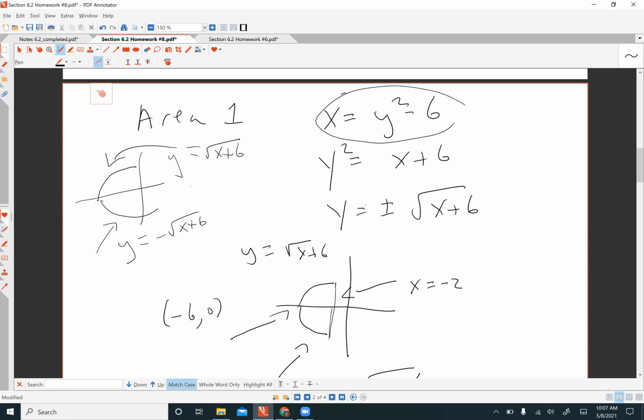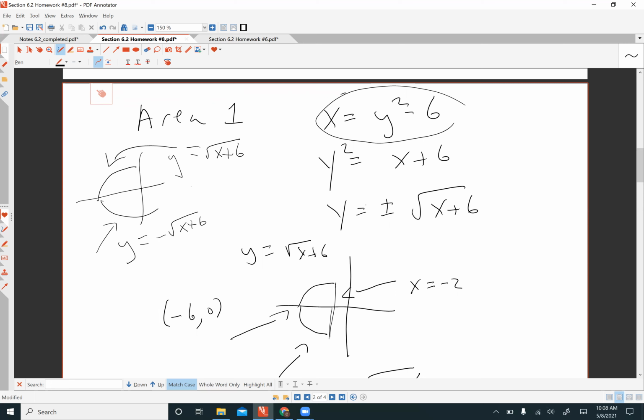Okay, but you can see that for any given x, the distance from the axis going up is the same as the distance going down. So if x is 3, you'd be taking the square root of 9. So you'd be going up 3 and you'd be going down 3. So it's symmetric about the line y equals 0, the x-axis.